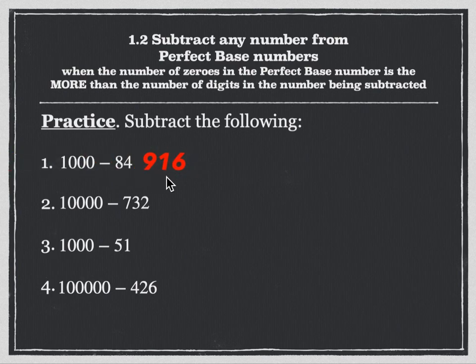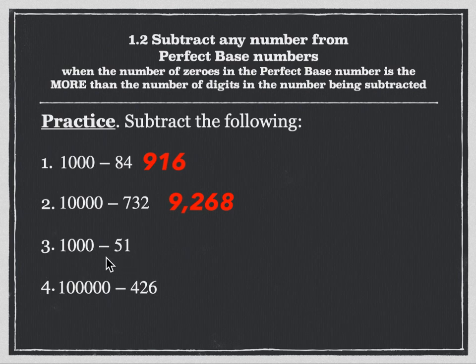So 916. Number 2, we have 10,000 minus 732. Since there are 4 zeros, we need to make that up, so we have 0732. That gives 926, and last number 8, so 9,268.